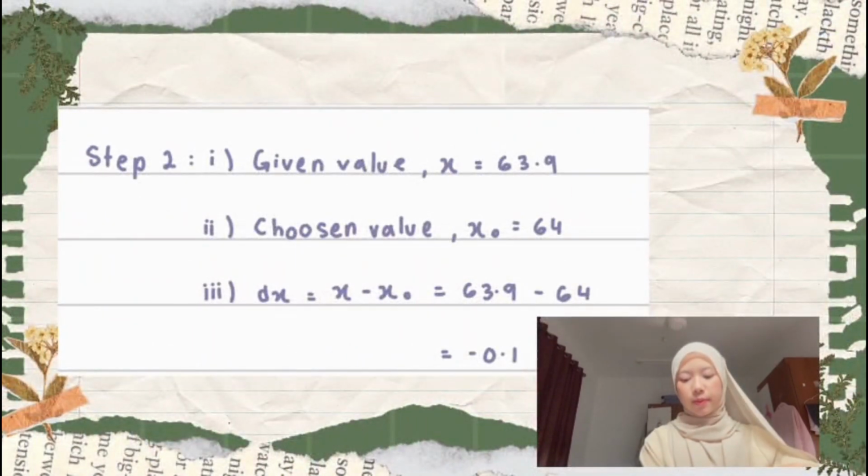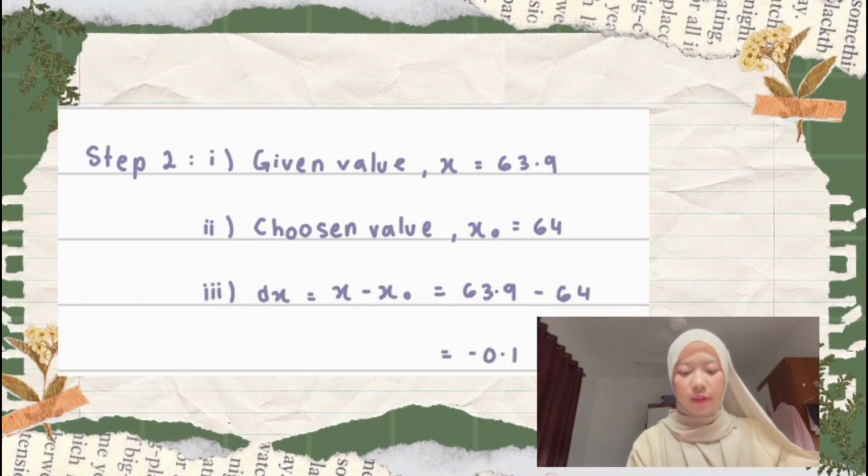Step 2. Given value x is 63.9. The chosen value is x naught equals 64 because it's the closest number to 63.9. And dx equals x minus x naught, which is 63.9 minus 64, and we will get negative 0.1.